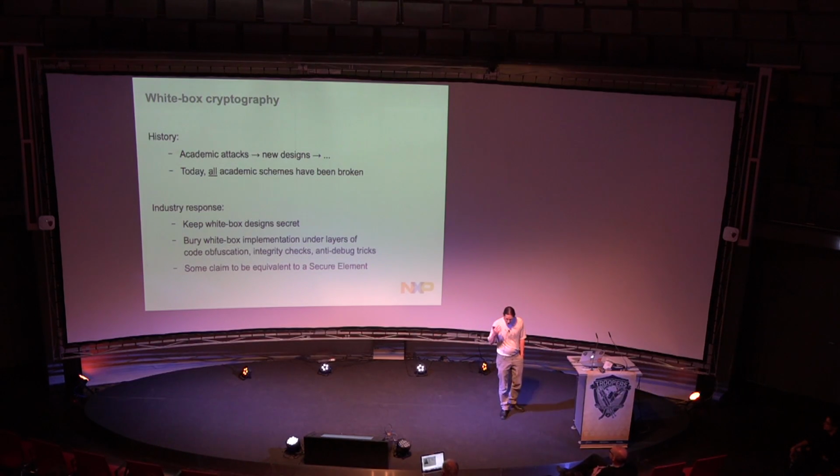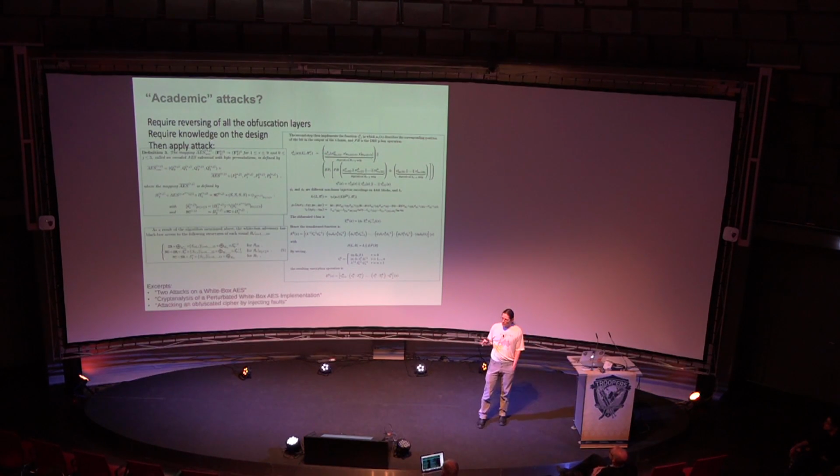But why do I keep saying academic? Because if you want to really apply an academic attack on a real product, what does it mean? First, you have to reverse engineer all this code obfuscation layer to discover what is the white box layout below. And once you have this white box, you have to have some knowledge about the design which is behind the choice of these tables, for example, if it's a table lookup white box. And then you have to apply this academic attack.